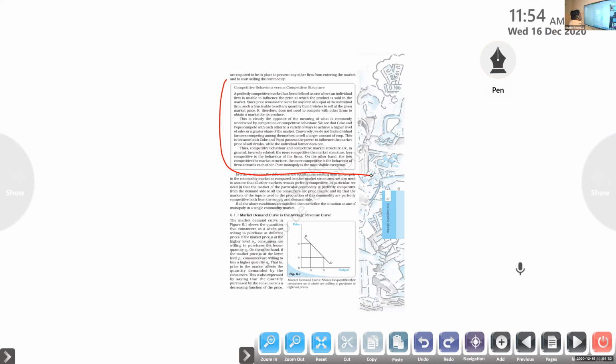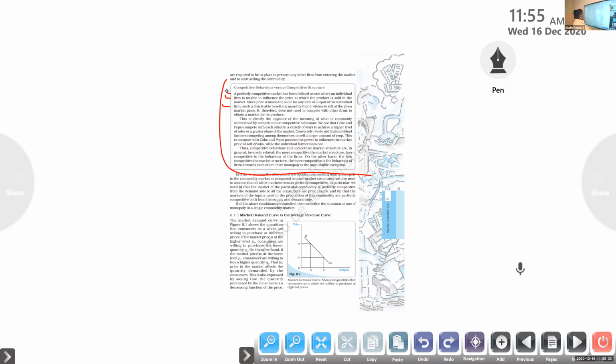A perfectly competitive market has been defined as one where an individual firm is unable to influence the price at which the product is sold in the market. No single firm is able to fix the price in the market, since price remains the same for any level of output of the individual firm. So in a perfectly competitive condition, the firms are not able to fix the price. The price always remains constant. It is not changing.